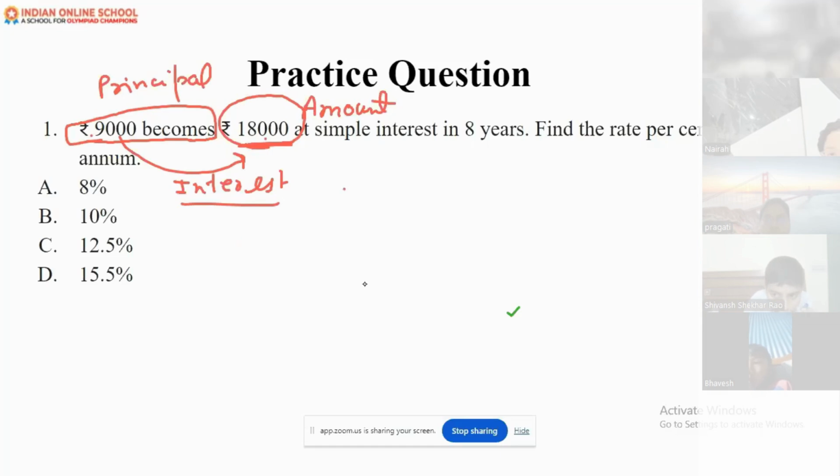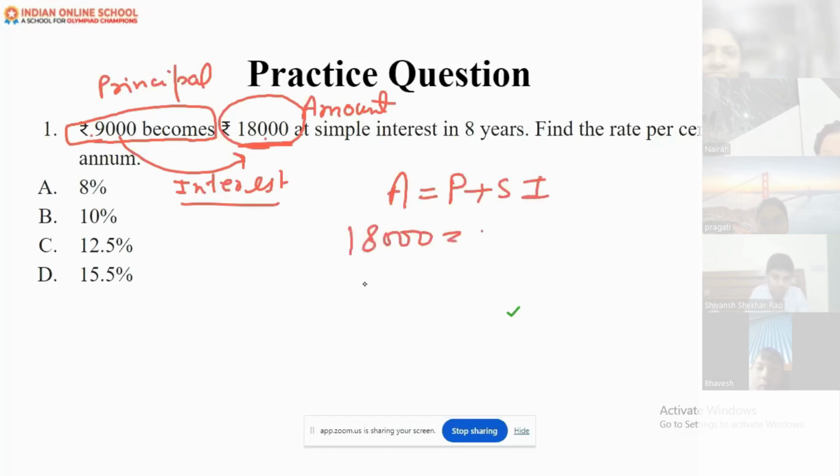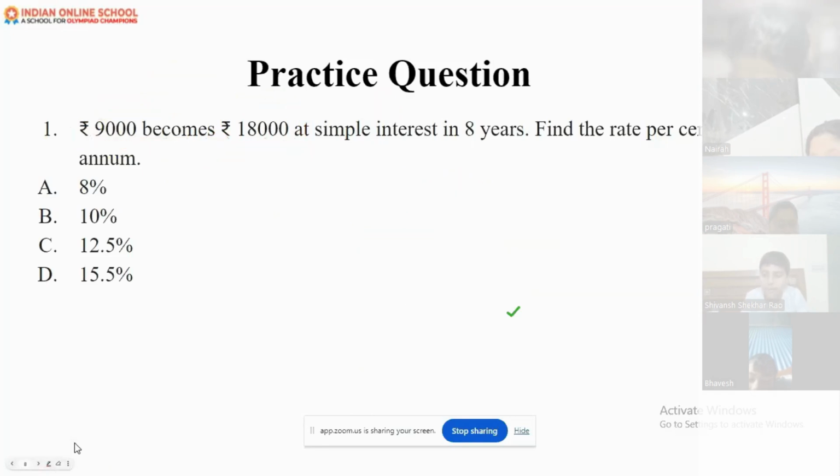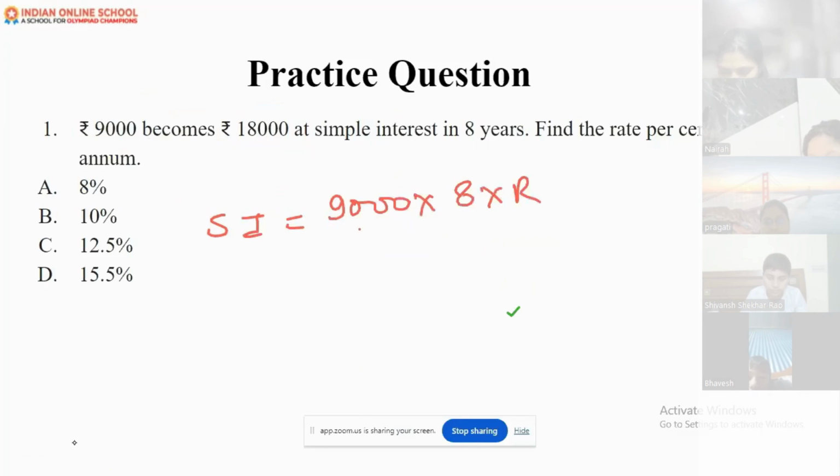So how can we get the interest? We know the amount is equal to principal plus interest. We know the amount is here and the principal is also here. So what will be the simple interest? 9,000. Correct. Now you have all the things. And what is the formula for simple interest? SI is equal to PRT upon 100. And SI here is 9,000.